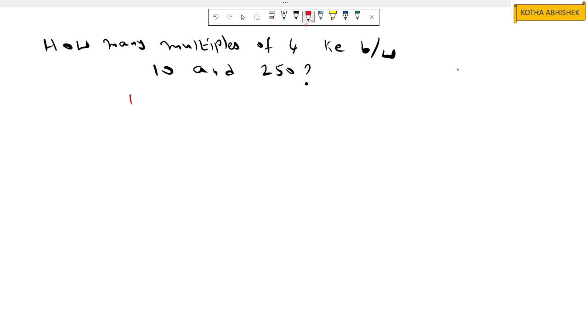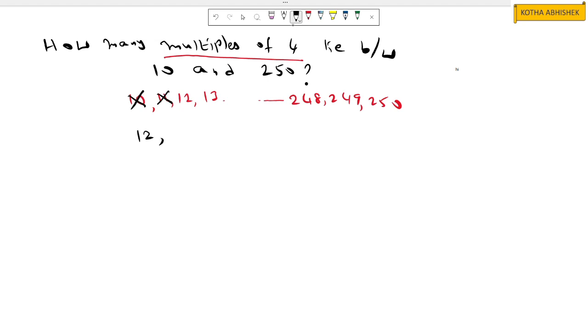Now the numbers which are given, if we take in order, 10, 11, 12, 13, 14, and so on, 248, 249, 250, these are the given numbers. From this he is asking specifically for multiples of 4 only. It means the numbers which come in the 4 table. In the 4 table 10 won't come, so cross it out. 11 won't come, cross it out. 12, yes it will come. Now, no need to check 13, 14, 15, all those things. He is asking about multiples of 4, right?